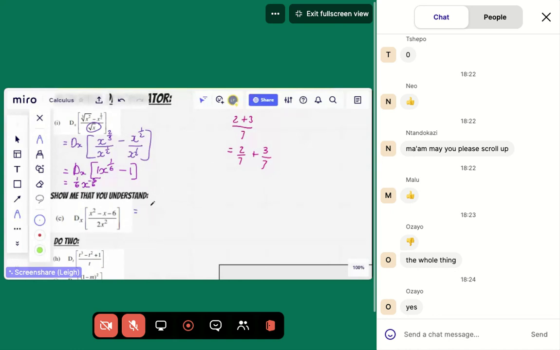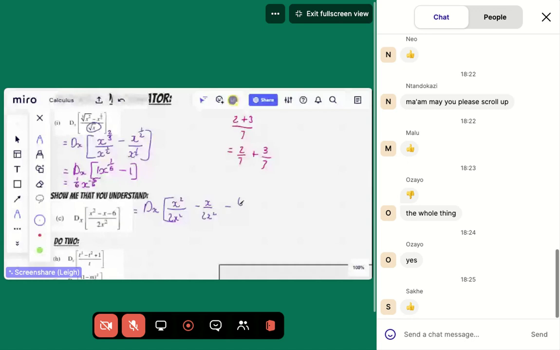Is that a little bit difficult, Isaiah? Okay, so I'll tell you what, let's do this. Does your first line of working look like this? So you've still got the dx, you've still got the square bracket, and then what you're doing is you're writing x squared over 2x squared, and then you're writing minus x over 2x squared, and then you're writing minus 6 over 2x squared.